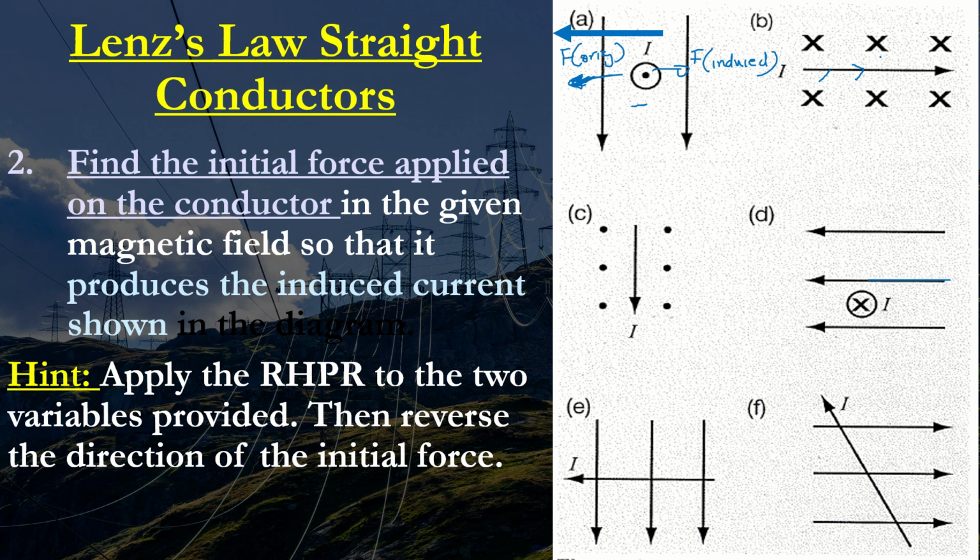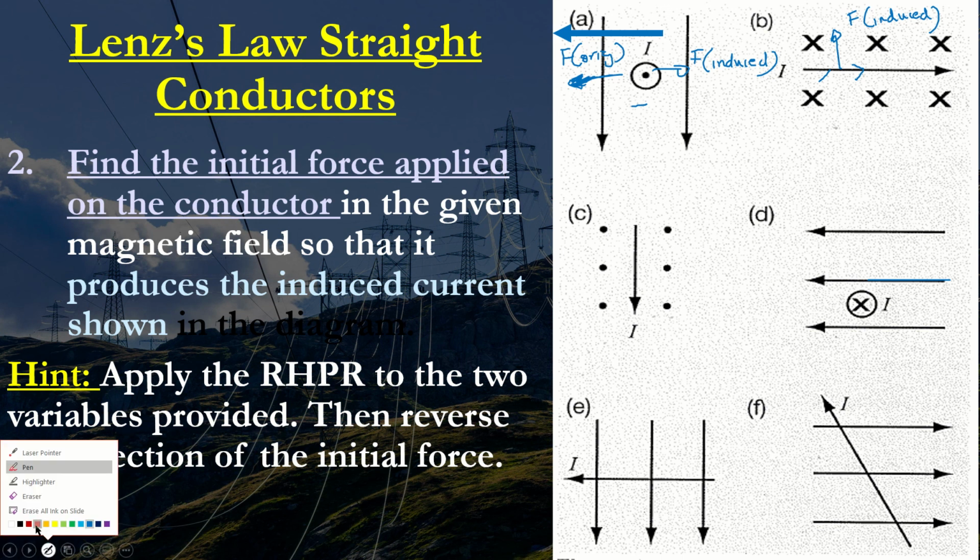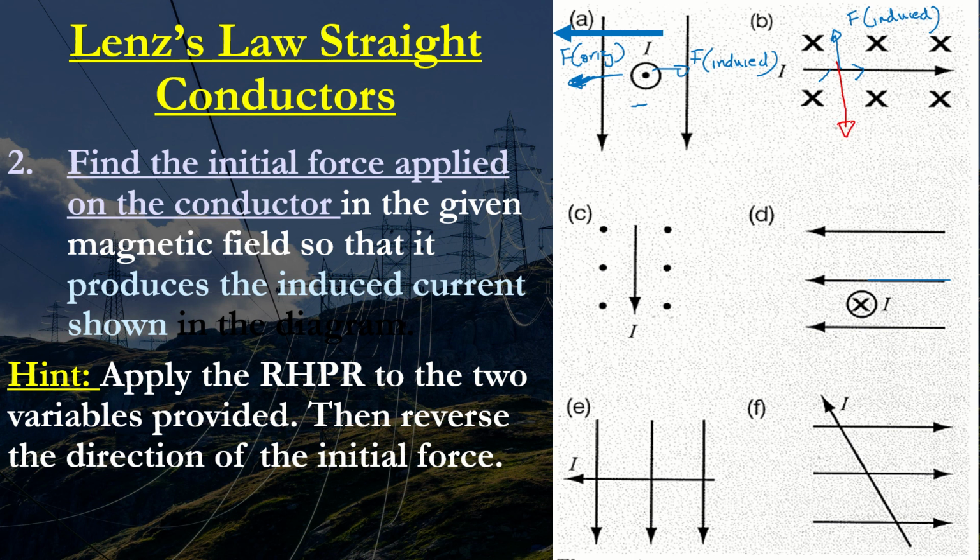Exactly. B. Our current is going to the right. My magnetic field is going into the page. So my induced force is going up the page, which means, according to Lenz's law, that it is trying to oppose the original change. So the original force would have to be coming down the page.